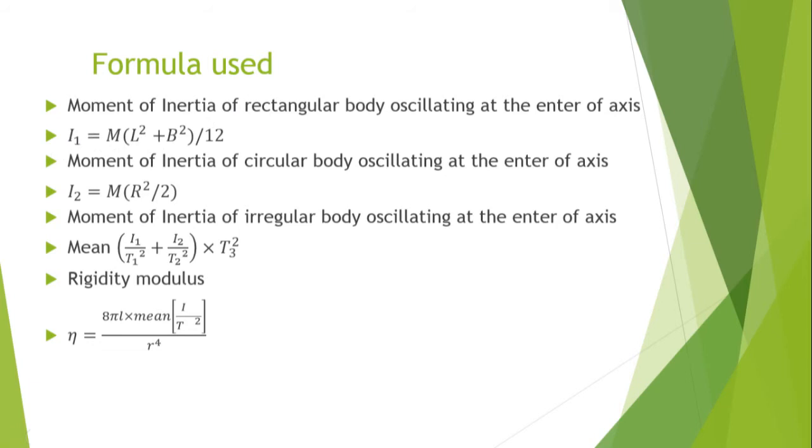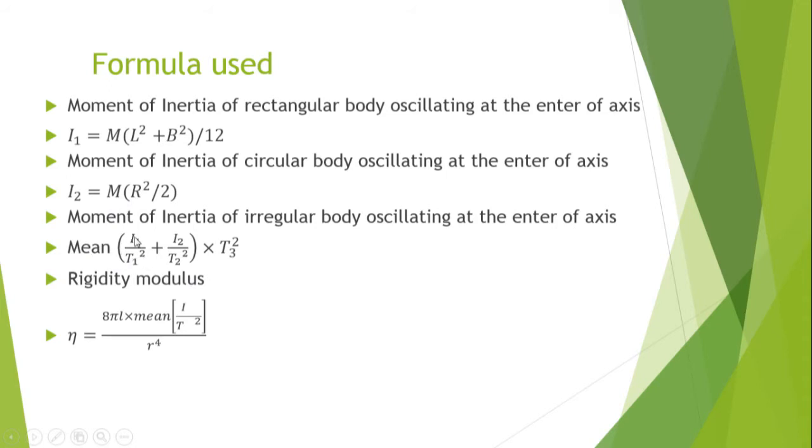Next is the moment of inertia of the circular object, which is oscillating at the center of its axis. The moment of inertia I2 depends on the mass of the circular disc and the radius of the circular disc. If you substitute, you will get the value of the moment of inertia of the circular disc. Similarly, for the irregular object oscillating at its center of axis, I have already told that the mass and dimension formula does not exist here.